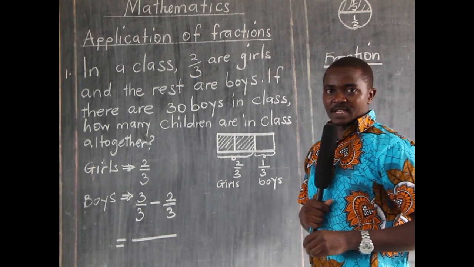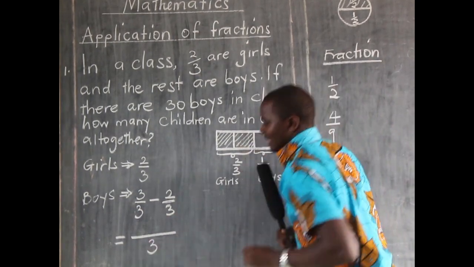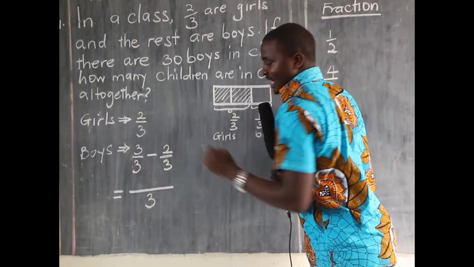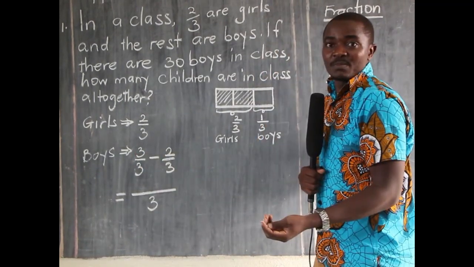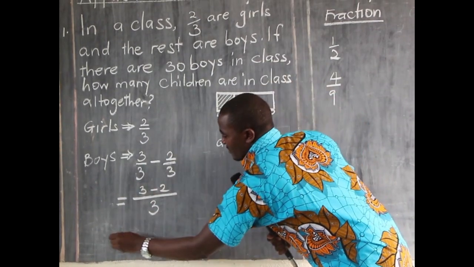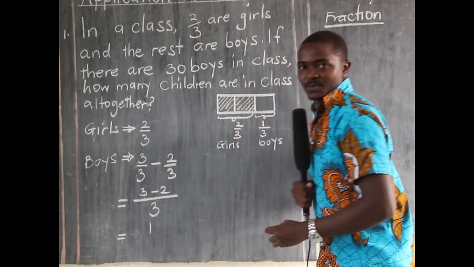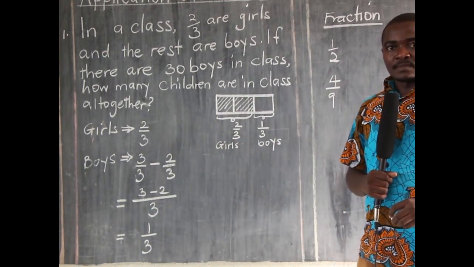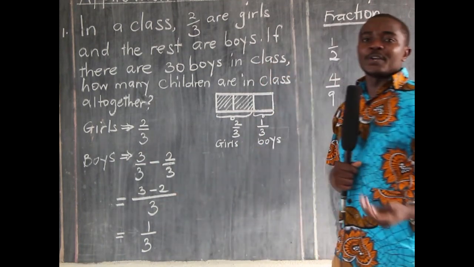What could be my LCM? The denominators are the same. Very simple. Therefore, my LCM is 3. The LCM of the denominators is 3. And when the denominators are the same, I simply work out the numerators. 3 minus 2. So the fraction for boys is 3 minus 2. This is 1 out of 3. You see? 1 out of 3 is the fraction for boys.